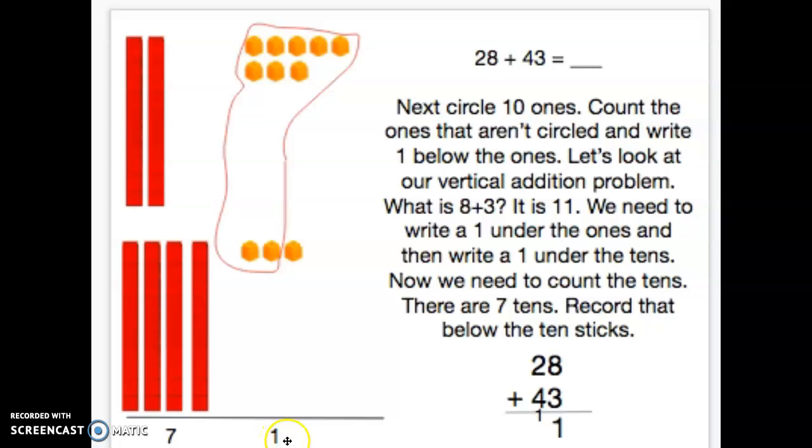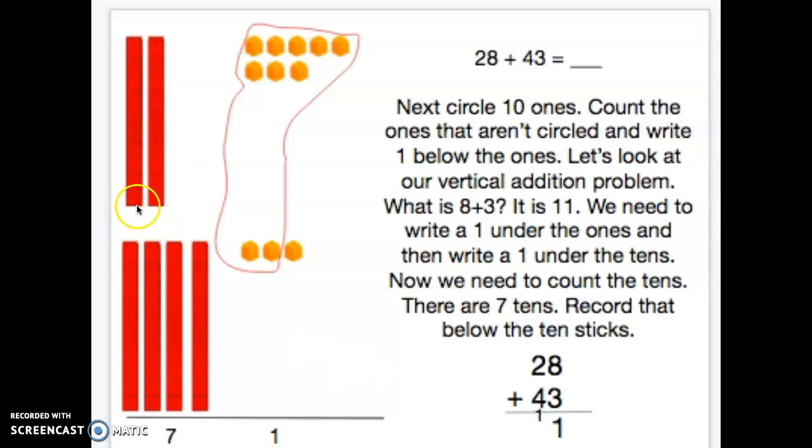Now let's look at our vertical addition problem. 8 plus 3 equals 11. Here's 8 plus 3, that gives me 11. Notice that I've already circled that group of 10, so I have one 1 that has not been circled. And then I put this little small 1 underneath the 4 in the tens place to show that there is one more group of 10.